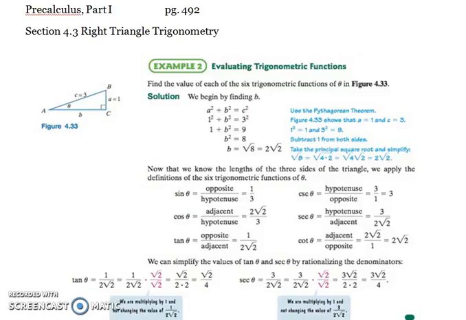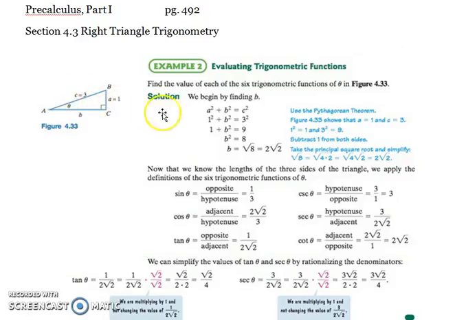This is Pre-Calculus Part 1, Section 4.3, Right Triangle Trigonometry, page 492, Example 2, Evaluating Trig Functions. This is very similar to the last one. The only difference is we're going to have some square roots we have to work with. So they gave you side A, and they gave you C, which is the hypotenuse across from the right angle.